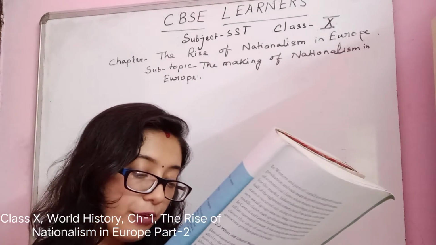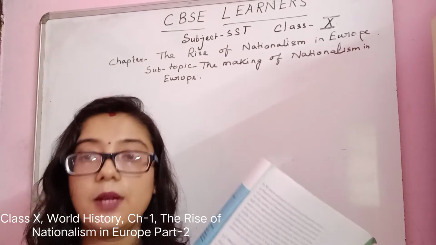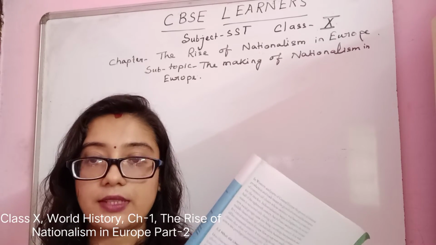Their families were often connected by ties of marriage. So their families were connected by relations. How did those relations come into existence? By ties of marriage, by the bond of marriage.